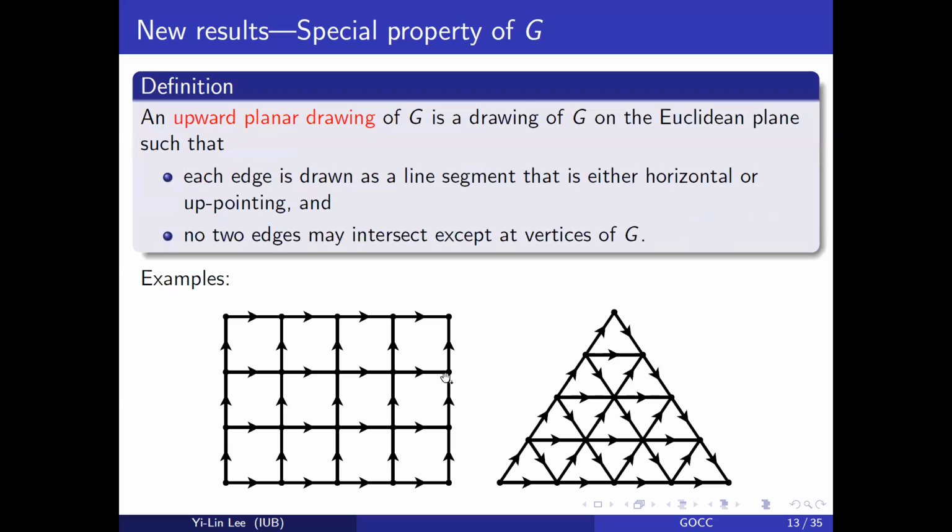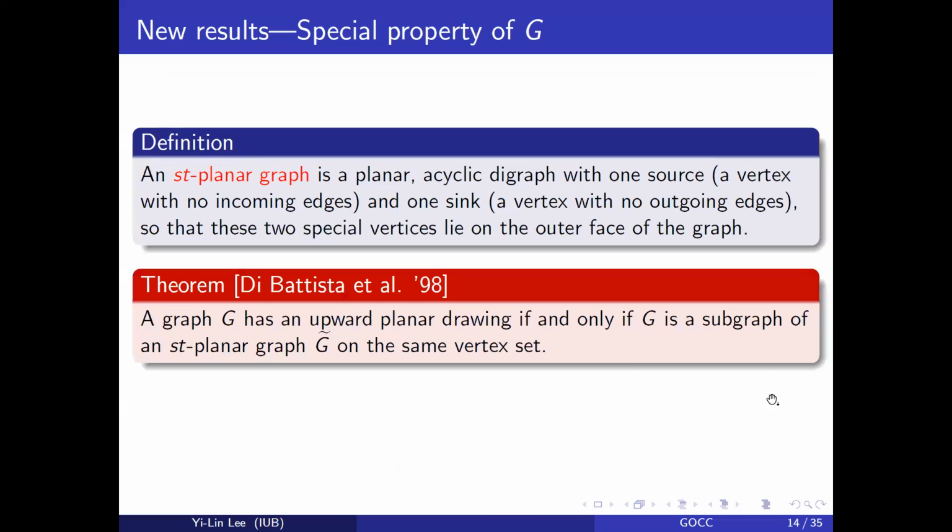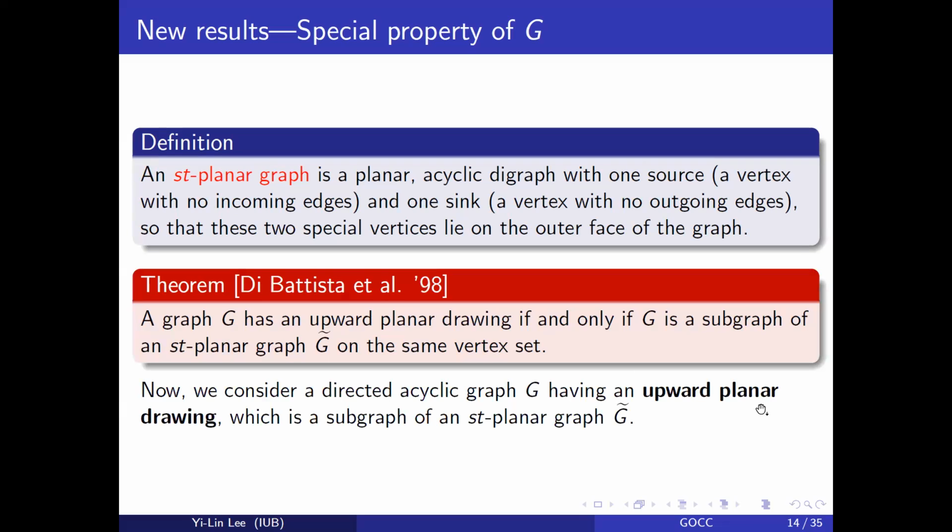So maybe let's go back to see these two examples. You can see that in the bottom left, this vertex is the unique source. In the top right, this vertex is the unique sink, and these two vertices lie on the outer face of this whole graph. And similarly, the bottom left vertex is the unique source, and the bottom right is the unique sink. Okay, so now we just consider our directed acyclic graph having an upward planar drawing. You can think of it as a subgraph of an ST planar graph.